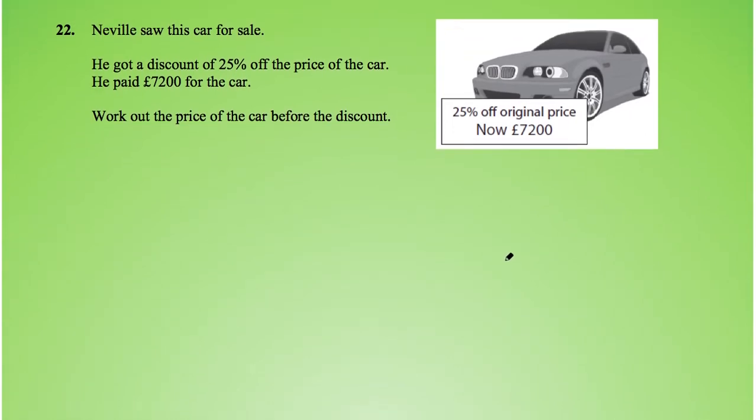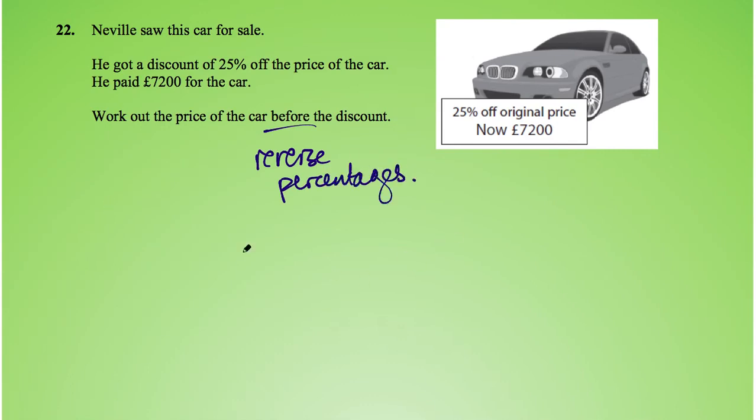Question 22. Neville saw this car for sale. He got a discount of 25% off the price of the car and he paid £7,200 for the car. As it says here, 25% off original price leads you to the price of £7,200. Work out the price of the car before the discount. This tells us it's a reverse percentages question.